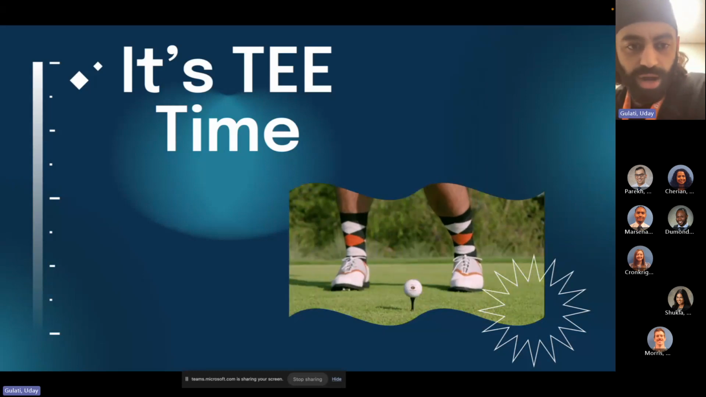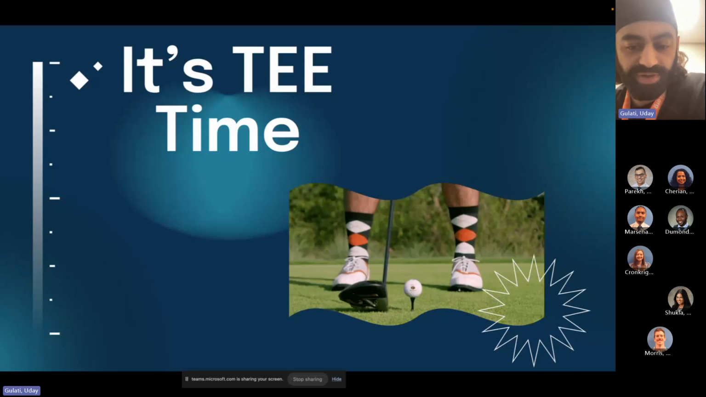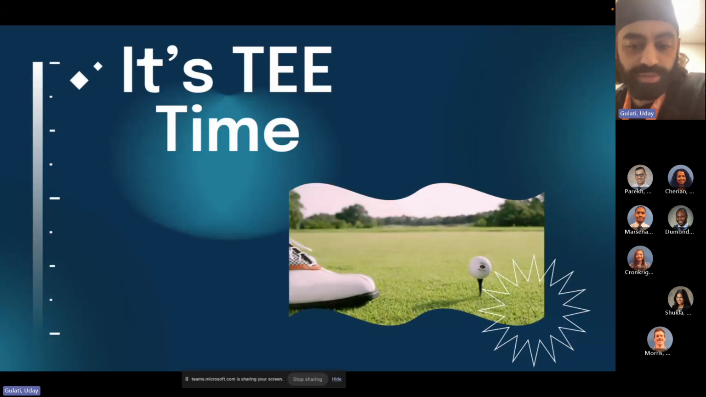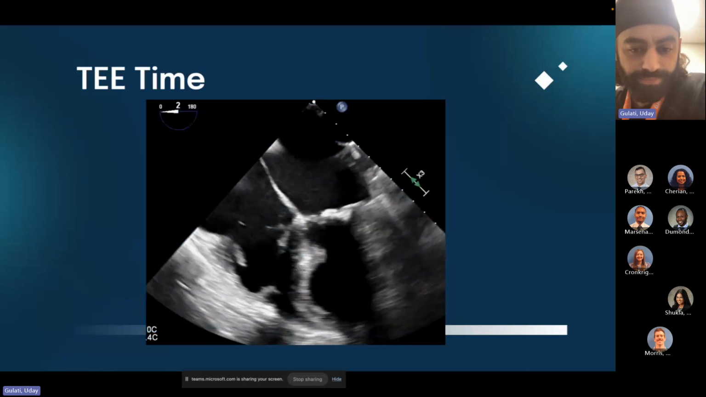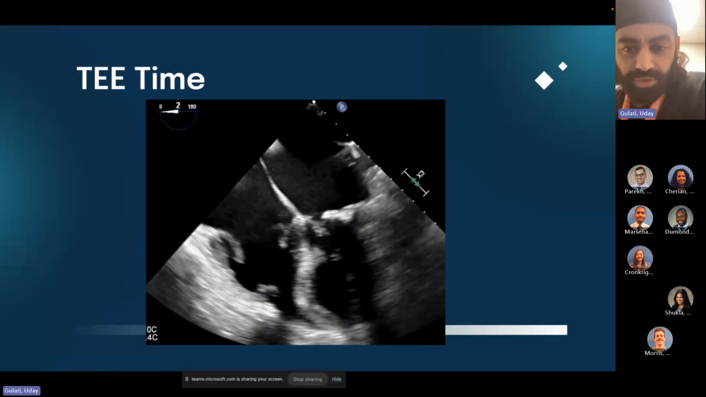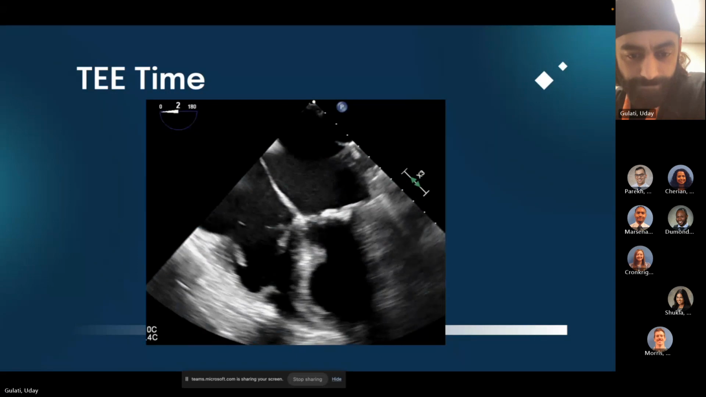Cool. So when you're looking at these pictures, obviously, first identify what view you're in. Think about what you had to do to get there, then identify the structures, and then if you can, identify the pathology. Does anyone want to go first? Alok, you want to give this one a try?